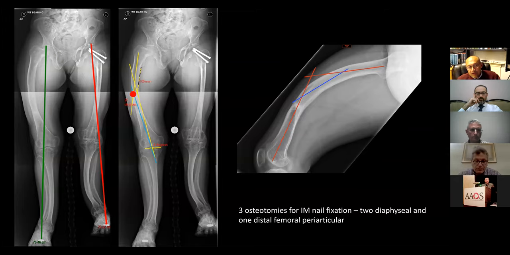In the coronal projection, there is a resolution CORA and a CORA one and CORA two. In the lateral or sagittal projection, there is also a resolution CORA and a CORA one and a CORA two. So at a minimum, if we want to get the perfect X-ray, we would need three osteotomies, two diaphyseal and one distal femoral periarticular osteotomy to get a nail to go into and correct this deformity.